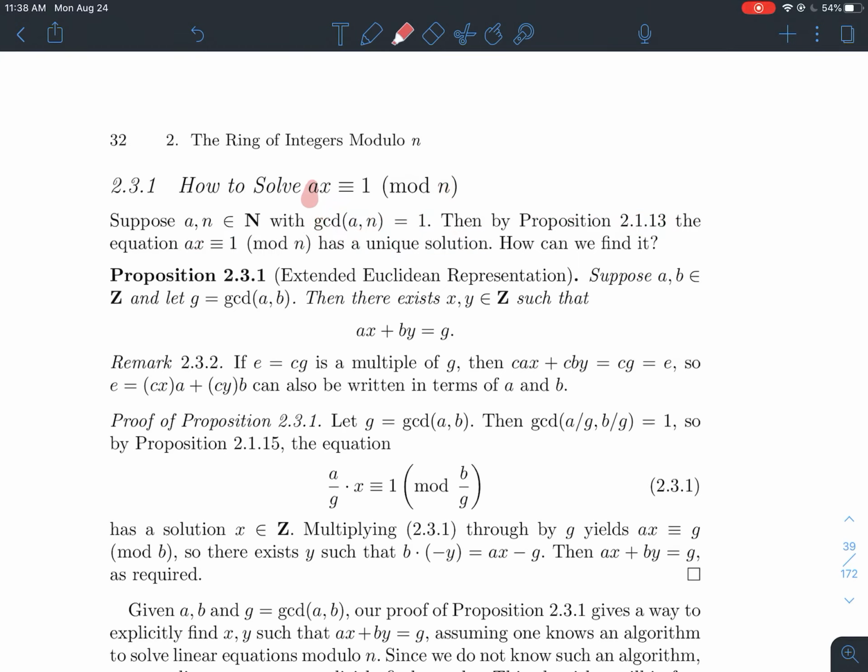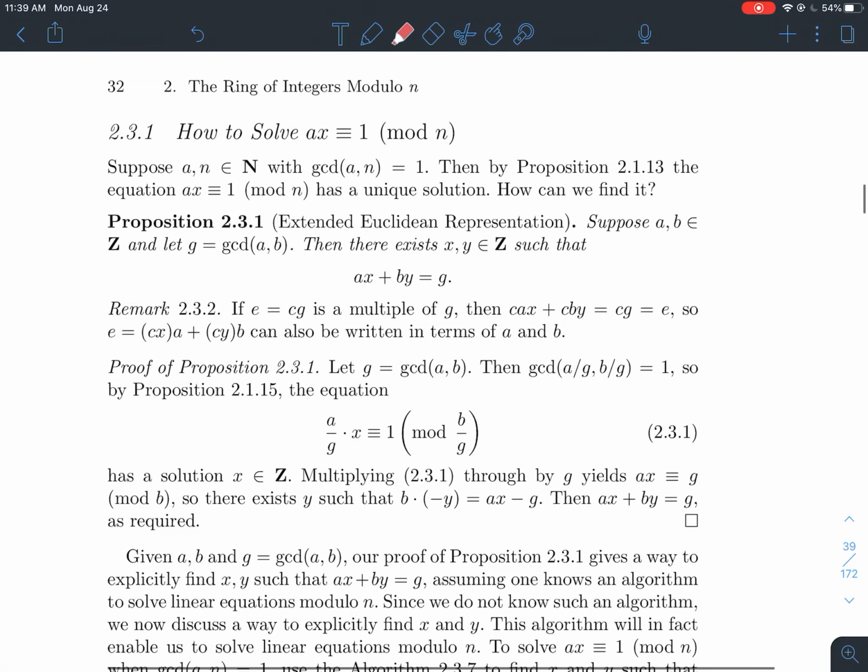The first thing we're going to look at to help us on our journey for how do we solve this equation quickly is the extended Euclidean representation, which tells us if you've got two integers, a and b, and if you let g be their greatest common divisor, then you can find two integers, x and y, such that g is a linear combination of a and b. So x and y are like these coefficients that you can multiply a and b by respectively, and they add up to g.